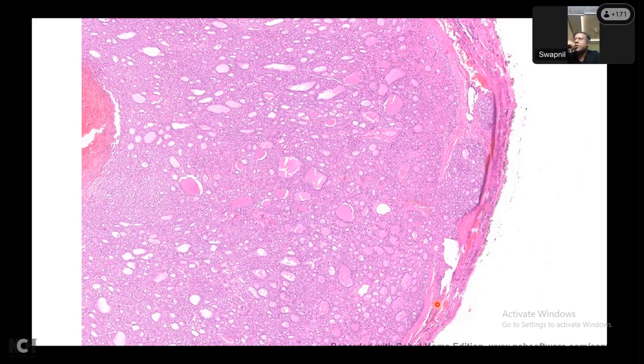Okay, then you can actually dip down deeper to look at the capsular invasion and other invasive features that point towards it.